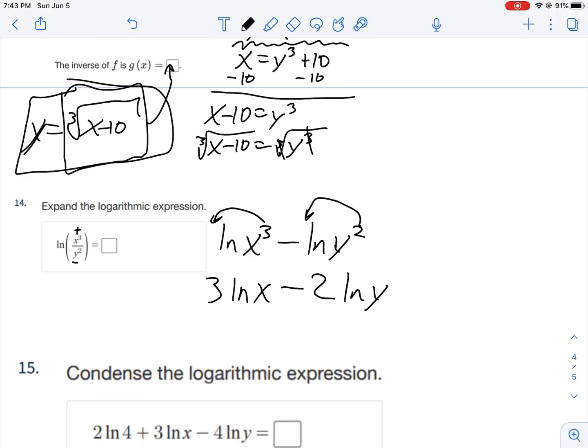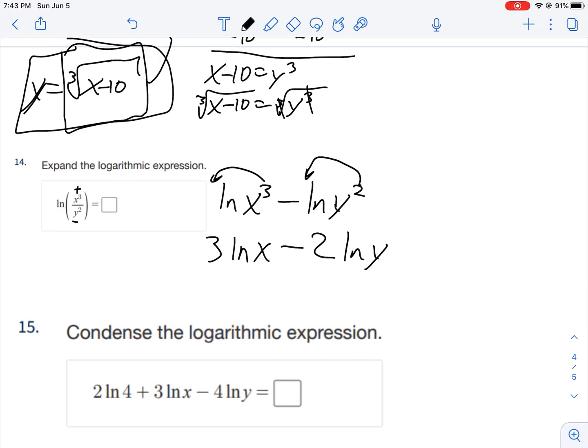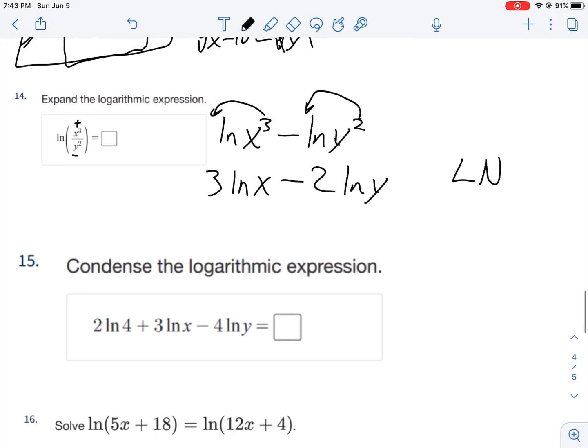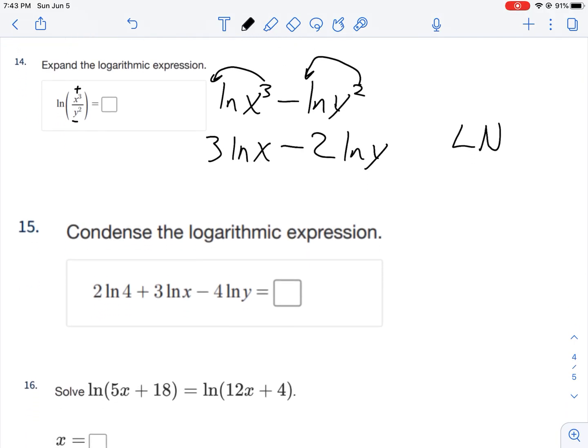These are ln's. So many of you write in's. It's insane. It's ln. All right. Condensing, we're just doing the exact same thing in opposite order. Sending all of our multiplications as powers. This is natural log 4 squared plus natural log x cubed. They're going to want us to do that 4 squared minus natural log y to the 4th.